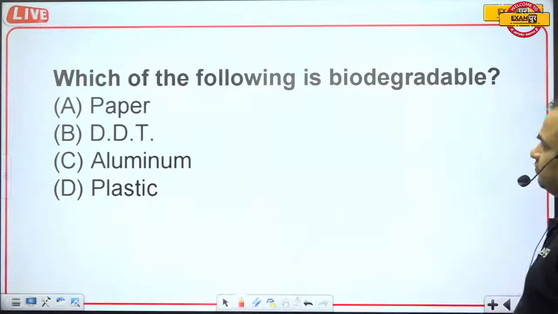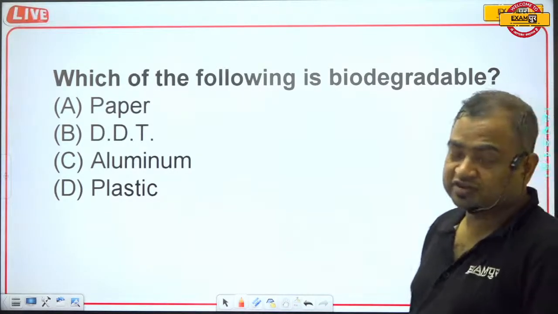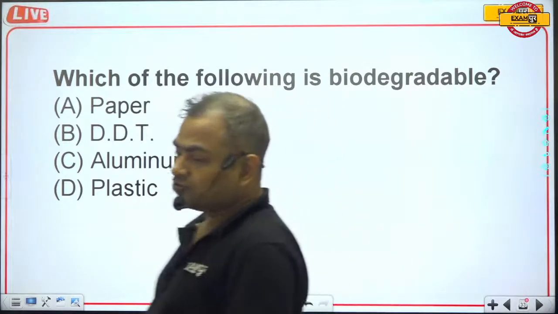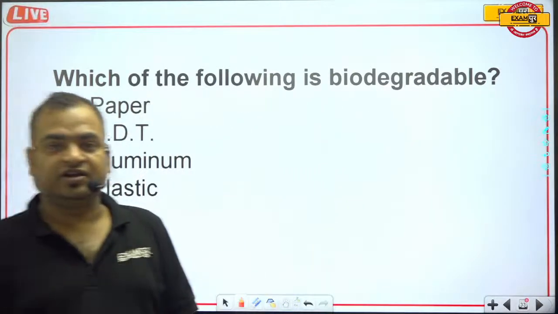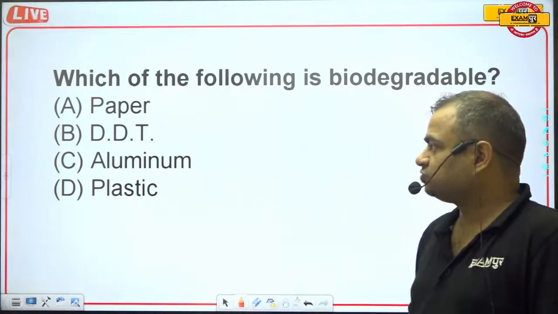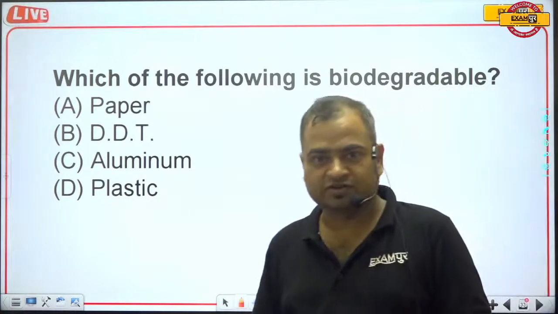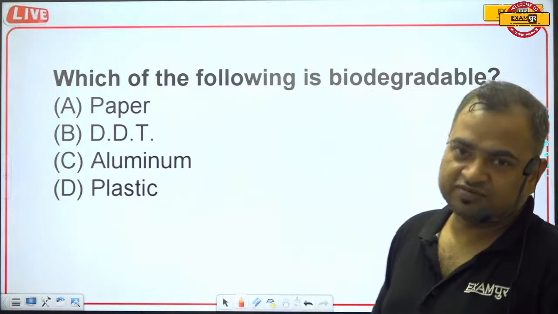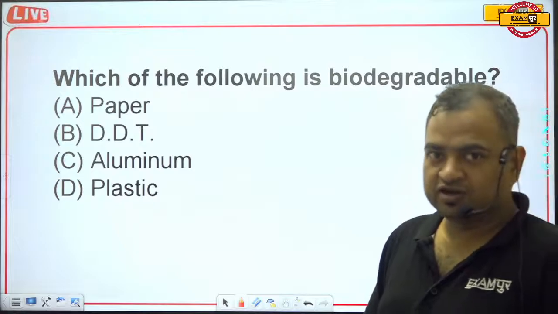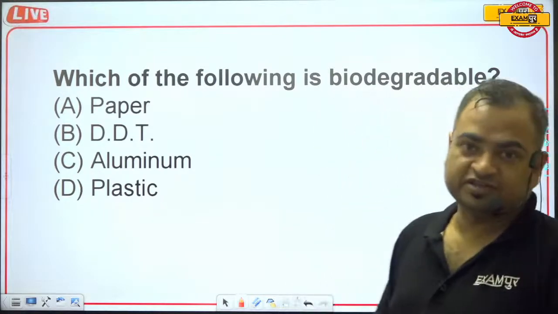Now, which of the following is biodegradable? This is a very important thing. Nowadays the government has banned one-time-use plastic, just to decrease the non-biodegradable elements on this earth, because that is very harmful for our body and for the bodies of our upcoming generations.